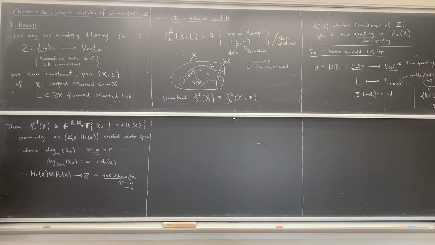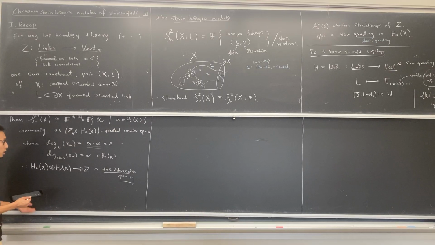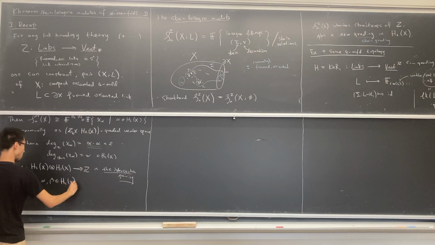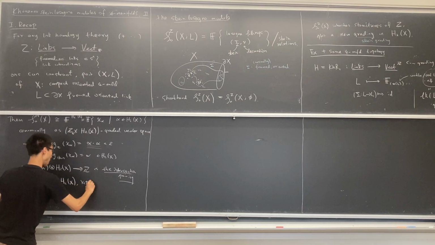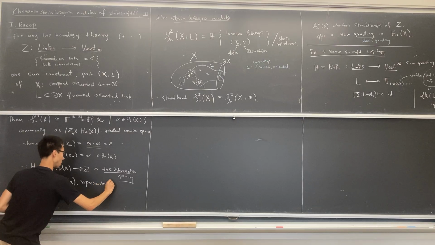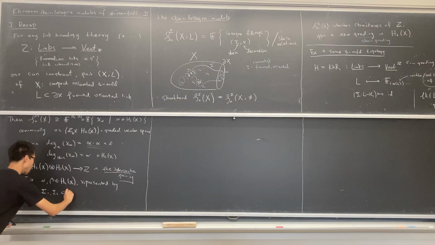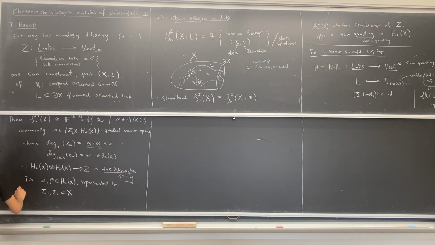But as geometric topologists, I like to think about this geometrically, and this perspective will also be useful in explicit calculations. So let me just say, for alpha, beta inside H2 of X, represented by smoothly embedded oriented surfaces, sigma 1 and sigma 2, inside X, closed.